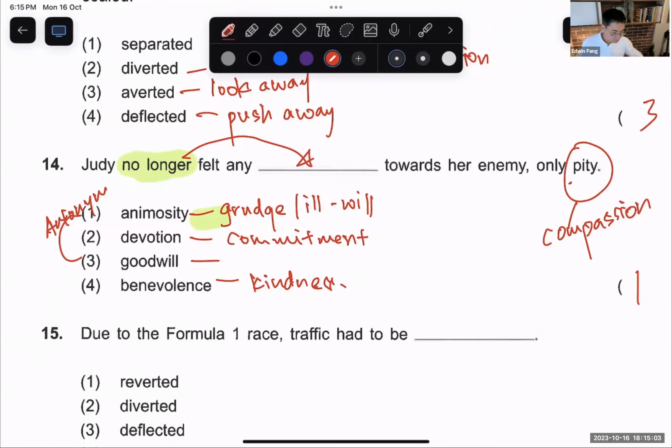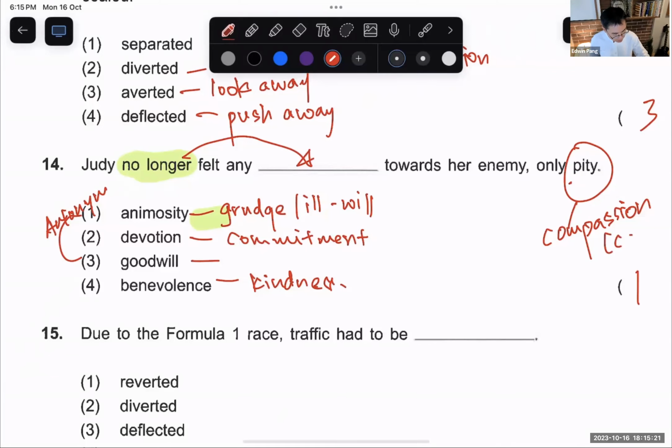Pity or compassion, which one is better? Do you know what's the difference between the two? When do you use pity and when do you use compassion? Solomon, go. Pity is when you feel bad for someone, and compassion is that you want to show care to that person. Okay, very good.